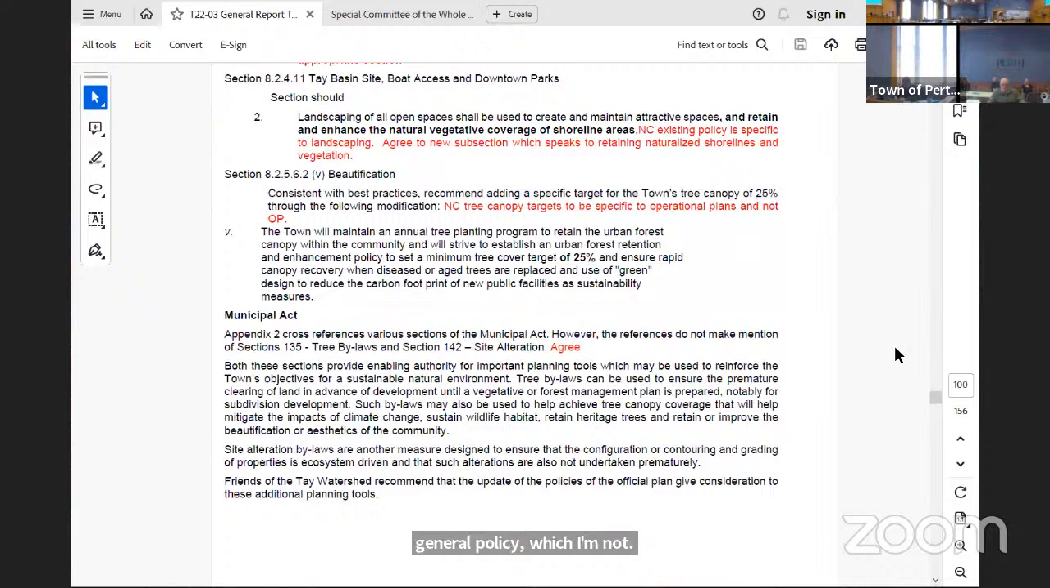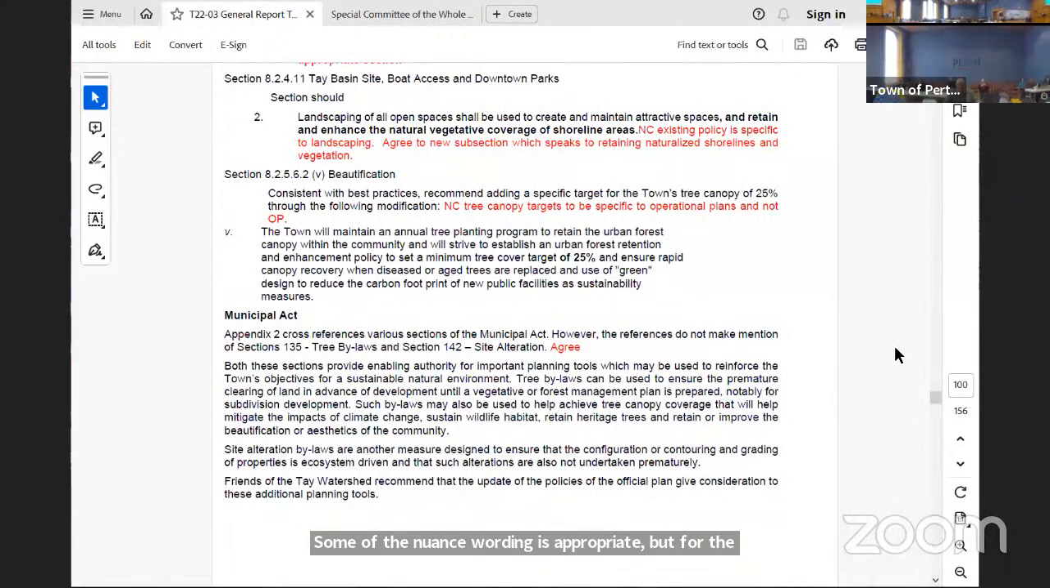Again, if council feels that you would like me to consider that, I have no problem. Some of them I think are appropriate. Some of the nuanced wording is appropriate, but for the most part, I think it's asking for too much detailed wording in general policies. There are some areas in the place of worship section that I think we agreed to, and other Planning Act references. I don't have a problem with them.